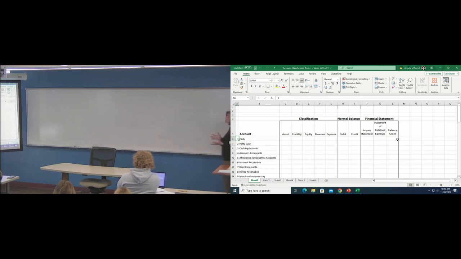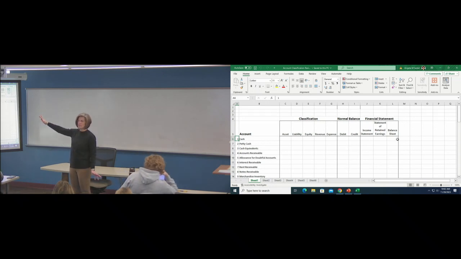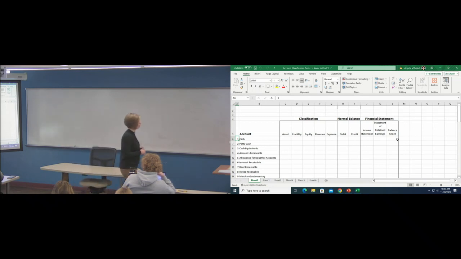This is exactly how the final exam cumulative part is going to be set up. I'm going to give you a paper that looks just like this. What you see up here is a list of accounts in order of the way they appear in financial statements. But I'm going to select 20 or 25, I think it's 20, random accounts from this list. You're going to have to tell me if the account is an asset, liability, equity, revenue, or expense, if the normal balance is a debit or a credit, and on what financial statement the account belongs.